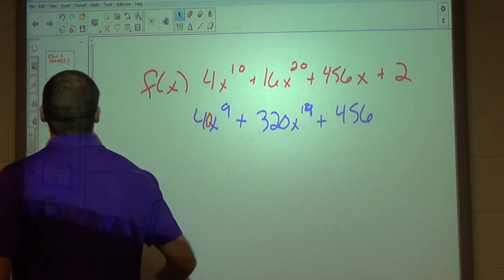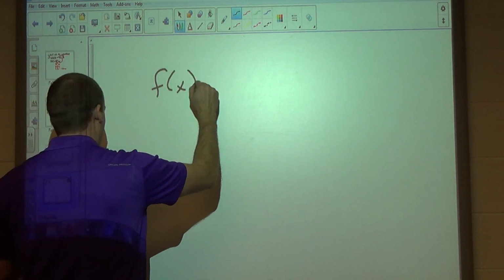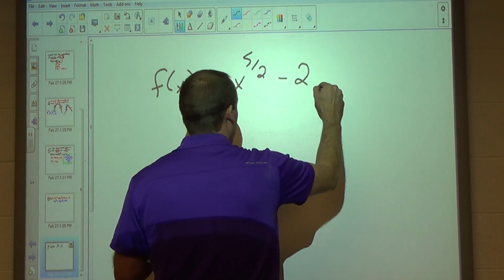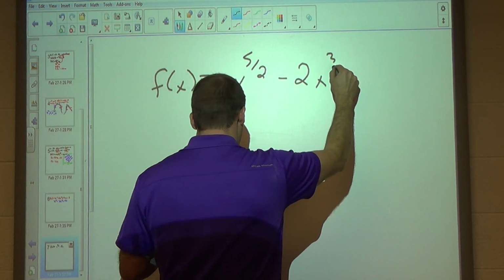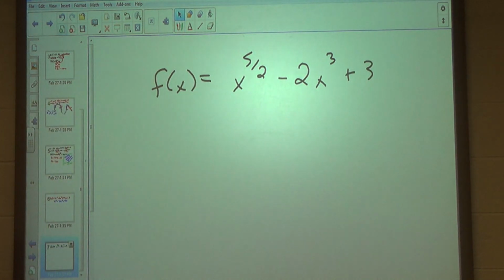Is that what your answer was then? Okay. So now that's the easy one, I think. Then I'll give you one like this. Find the derivative of this function. X to the 5 halves minus 2x to the third plus 3. Okay, find the derivative of that.